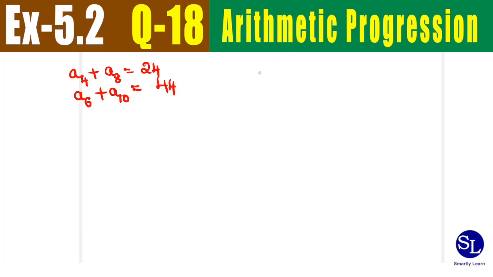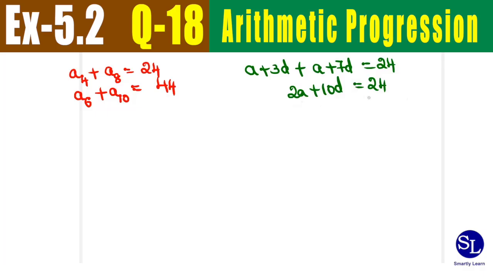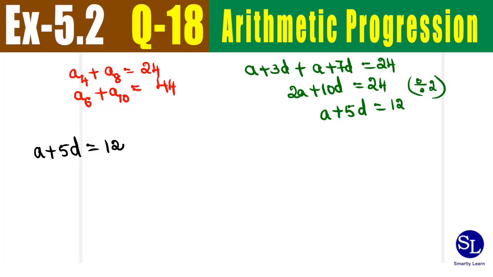So we know A4 is nothing but A plus 3D and A8 is A plus 7D, which is equal to 24. So let's combine: 2A plus 10D is equal to 24. Since it's a multiple of 2, I'm going to simplify this and write A plus 5D is equal to 12. I'm dividing everywhere by 2. So now let's mark this as the first equation. A plus 5D is equal to 12.